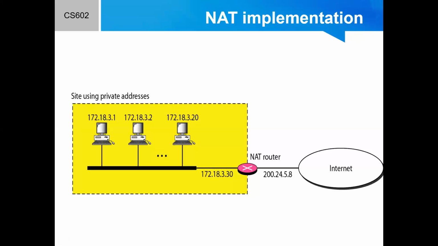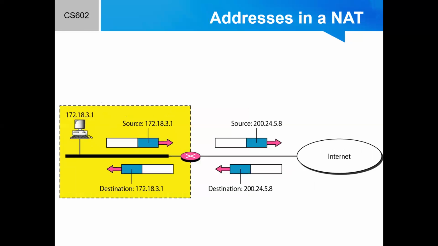Right. All the outgoing packets go through the NAT router, which replaces the source address in the packet with the global NAT address. All incoming packets also pass through the NAT router, which replaces the destination address in the packet, the NAT router global address, with the appropriate private address. We can see in this figure the address translation procedure.